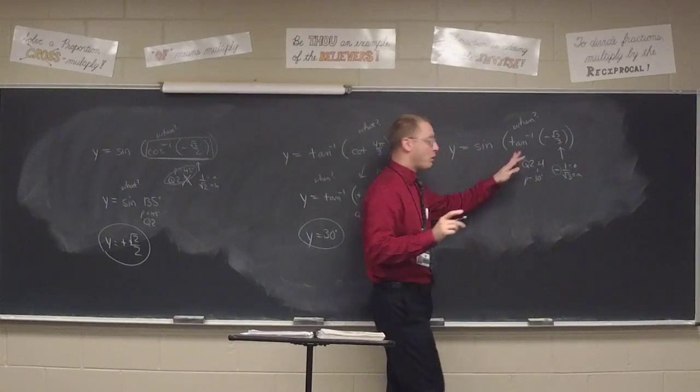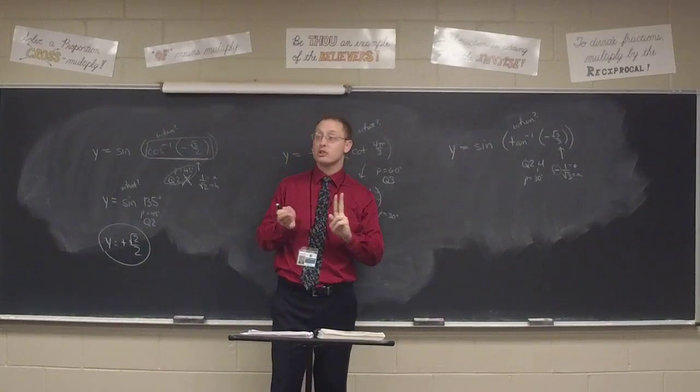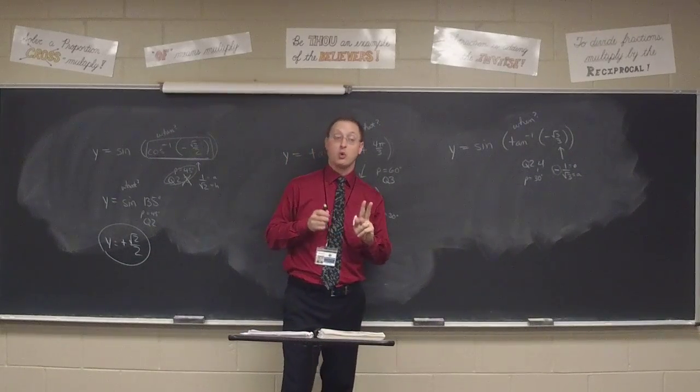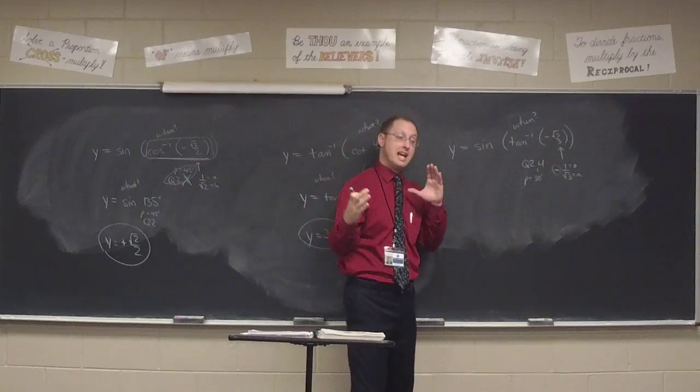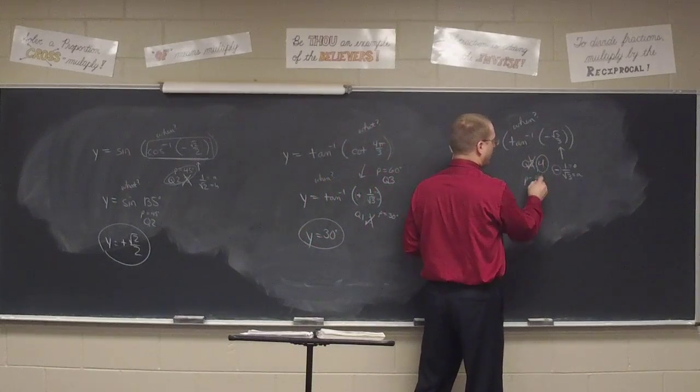But remember, you're not allowed to have both of them. You're only allowed to pick one. Which one do I pick? Quadrant 2 or quadrant 4? Quadrant 4. Remember, arctangent is between negative 90 and 90. That rules out quadrant 2. So I'm going to go with the quadrant 4 form of 30.